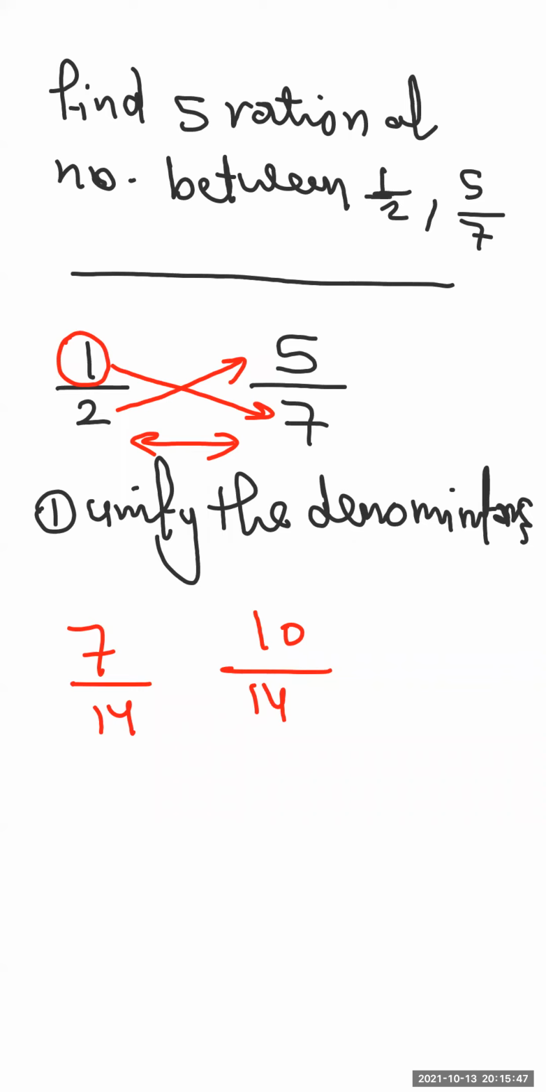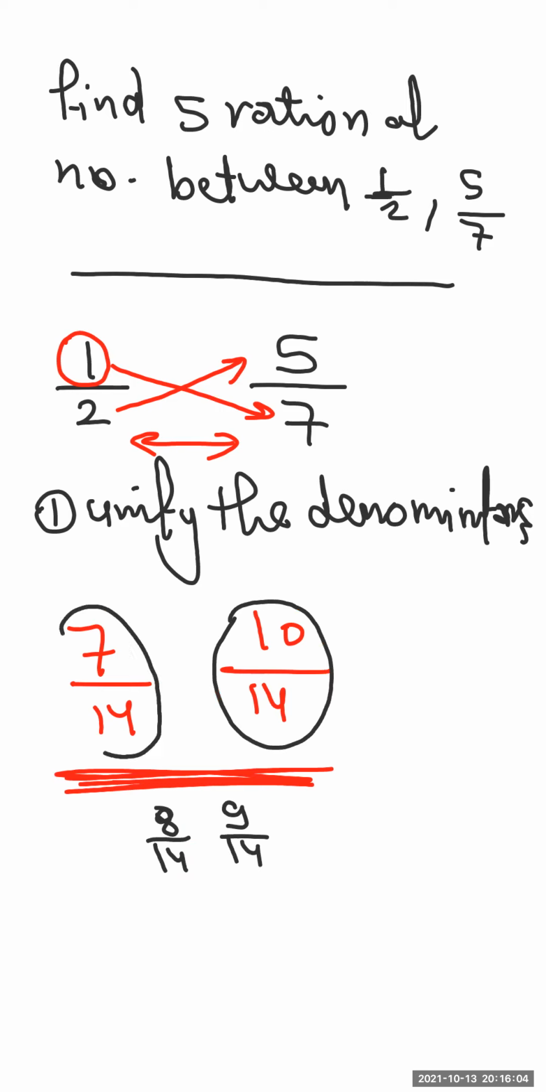So here, the two numbers become 7/14 and 10/14. Okay, so if I want to write down 5 rational numbers between these two numbers, now the numbers are 7/14 and 10/14. So of course, the numbers between these two numbers: 7/14, then it will be 8/14 and 9/14, then 10/14. So only two numbers are between these numbers, right? But in the question, it's required to get 5.